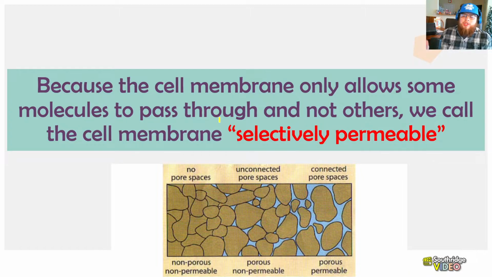Now, rocks are normally porous or permeable because they allow for space for liquids to go through. But the cell membrane is not, so we call that a selectively permeable cell membrane. Only certain things are allowed in unless energy is acted upon it.